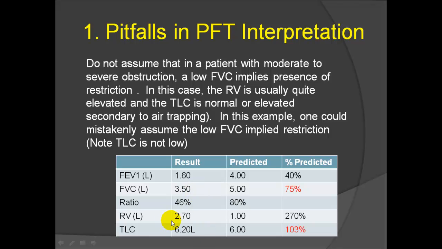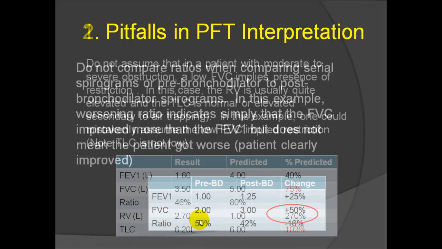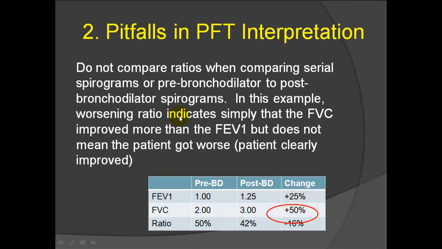In this example, the residual volume is extremely high from air trapping, and the total lung capacity is actually mildly elevated, showing that there is no restriction. The pitfall would be interpreting the low vital capacity as restriction when in actuality there is absolutely no restriction. Be careful here. Second pitfall is improperly comparing ratios from one study to the next.